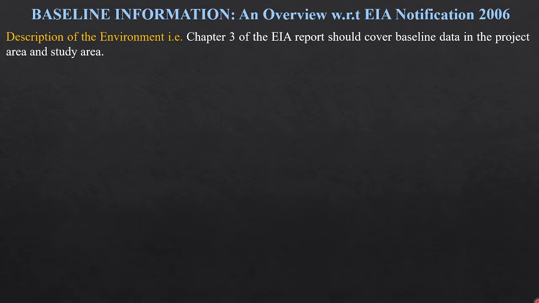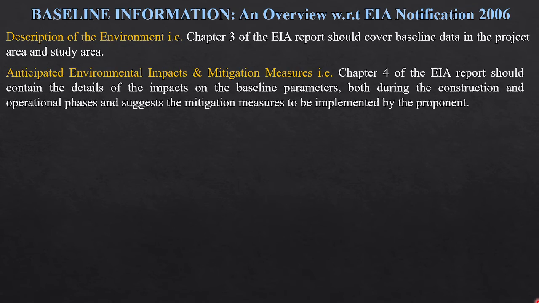should cover baseline data in the project area and the study area, anticipated environmental impacts and mitigation measures, that is chapter 4 of the EIA report, should contain the details of the impact of baseline parameters both during the construction and the operational phases, and suggests the mitigation measures to be implemented by the project proponent.